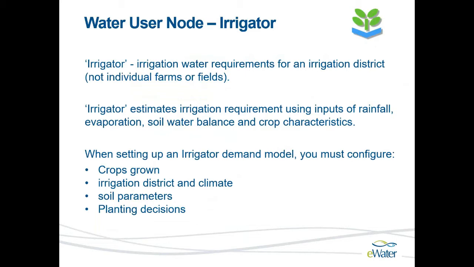Irrigator estimates irrigation requirement using inputs of rainfall, evaporation, soil water balance, and crop characteristics. So when you want to use an Irrigator demand model, you need to set up a number of things. You need to input details about the crops that you want to grow, the irrigation district and some of its parameters, climate parameters, soil parameters, and some details about how you're going to decide whether or not to plant your crops. I can't cover all of that in the presentation today, but I'm just going to cover a few of the details to give you a feeling for how this demand model works.